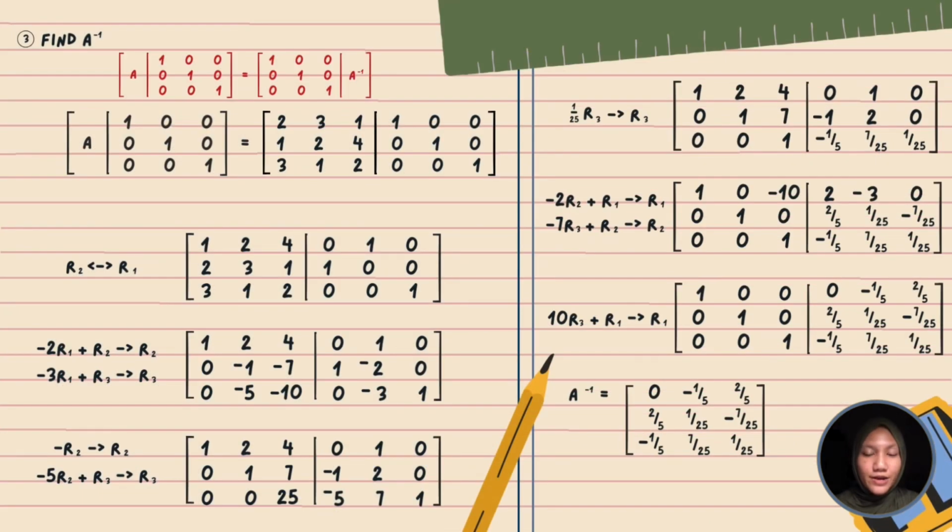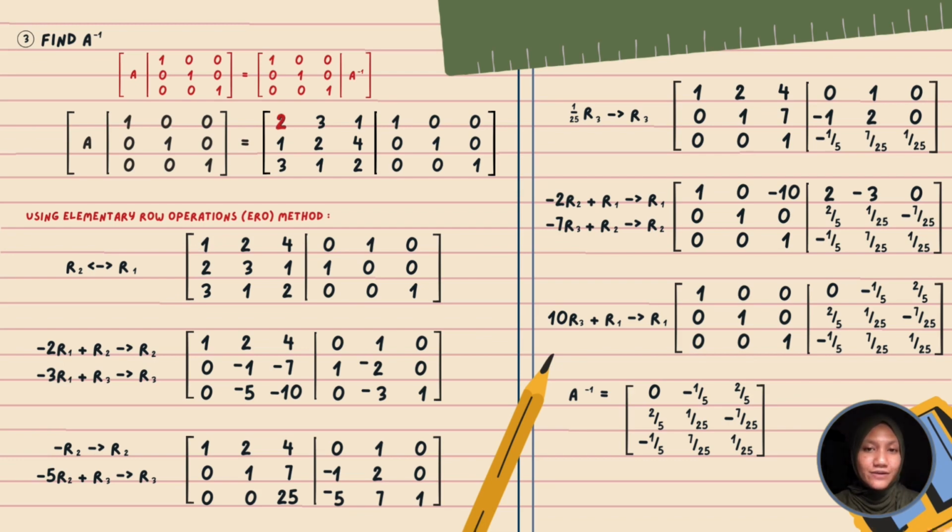Third step is to find A inverse. We acknowledge that we need to transform matrix A into identity matrix in order to get A inverse. First, we need to combine two matrices, matrix A and identity matrix, into an augmented matrix. We can reduce the matrix A into identity matrix using the elementary row operation method.